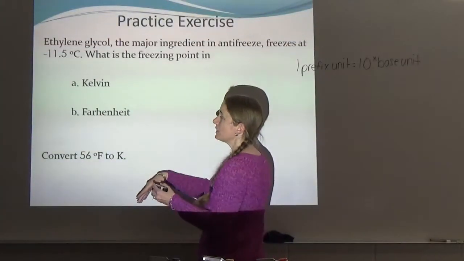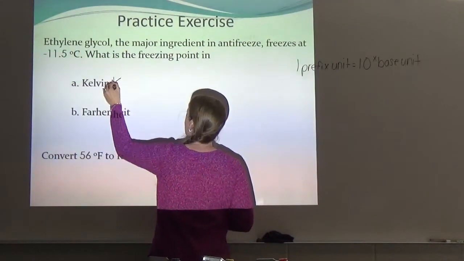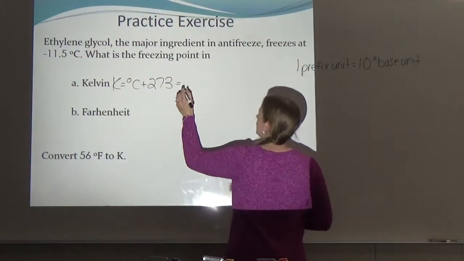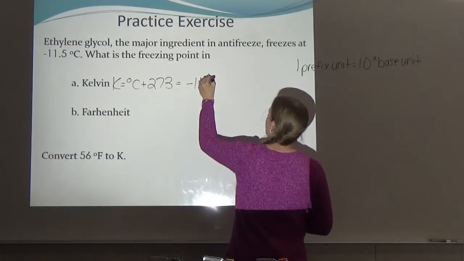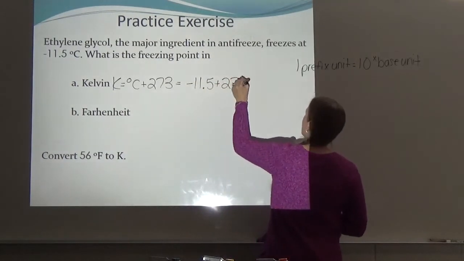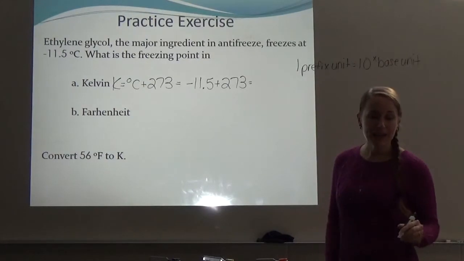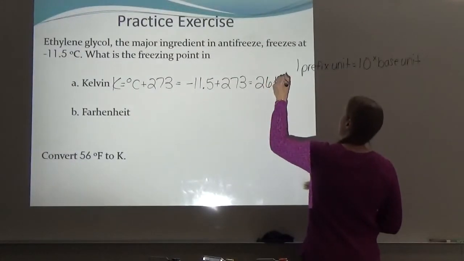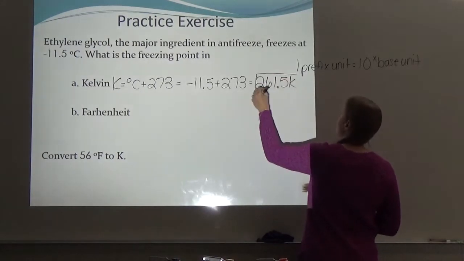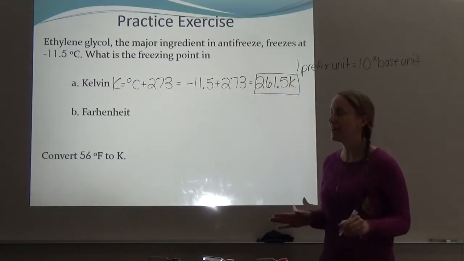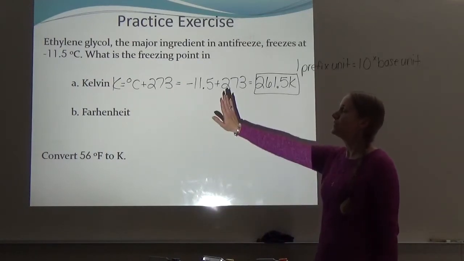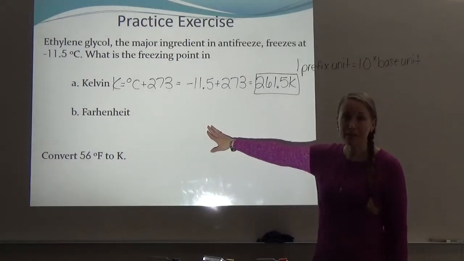So I'll assume you have tried this already, and so let's look at it together. So if you look back at your temperature conversions, Kelvin is Celsius plus 273. So I would do negative 11.5 plus 273. And so for part A, I would get 261.5 Kelvin. Remember, no degree sign. Okay, I'm super picky about that. No degree sign.